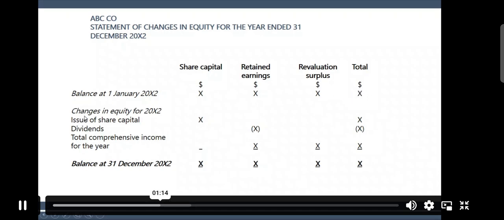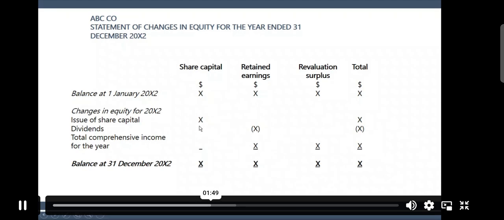Then during the year, the activities during the year, number one is the issue of share capital. Maybe we issued more shares, so shareholders invested more money in the form of share capital. This will be added. And then dividends were paid out. Any dividends paid out are subtracted from retained earnings. If there is any revaluation gain, as total comprehensive income, it goes to revaluation surplus. So these are the three activities related to equity during the year.